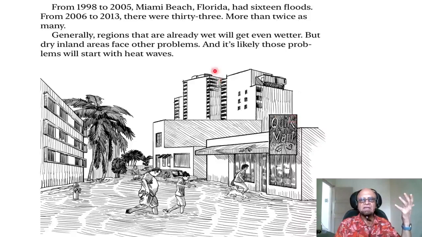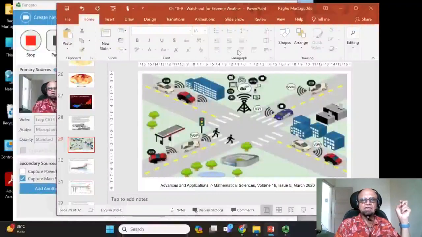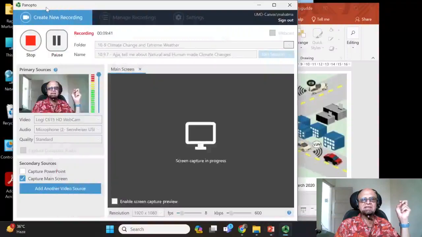So generally, the regions that are already wet are generally getting wetter, but dry inland areas are facing other problems, and it is likely those problems will start with heat waves. So in the next chapter we'll talk about heat waves, but it also means you have to worry about where we are headed into the future and what is happening to human health and so on and so forth. So it's complicated, and it's obviously not easy to understand.